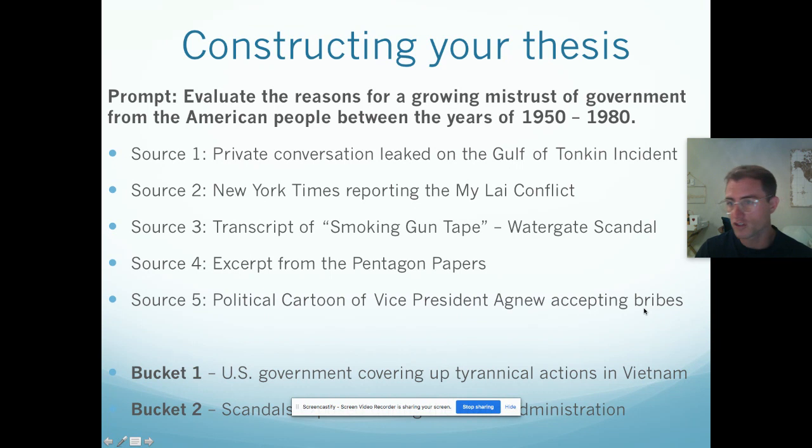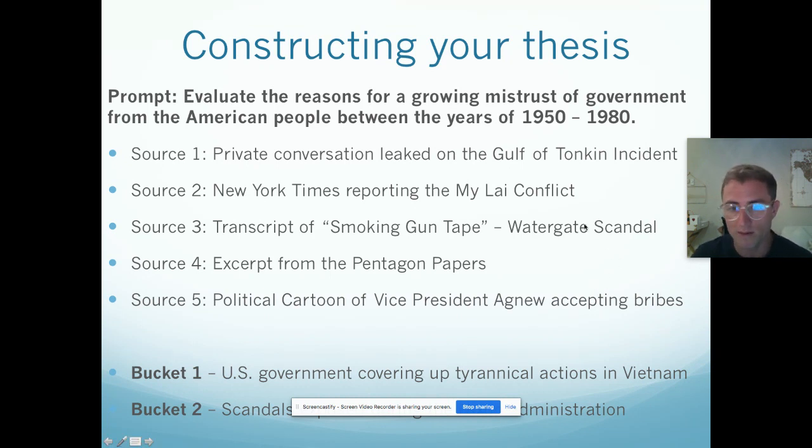Okay. First of all, a couple things to point out on this. There are some commonalities. There's certainly 3 things on Vietnam. So Vietnam is going to be one of our buckets for sure. And it looks like the other one is during the Nixon administration.